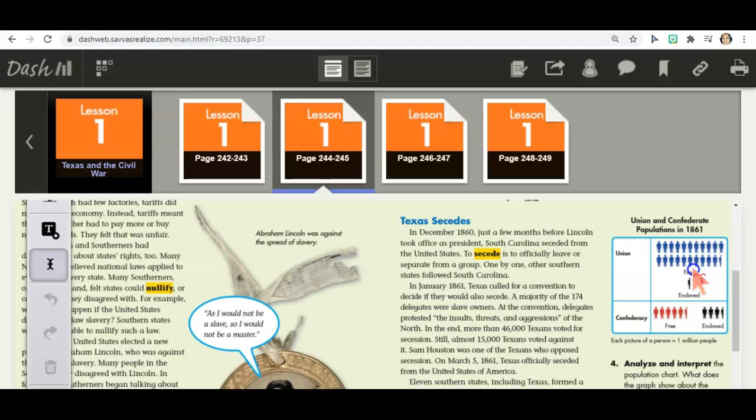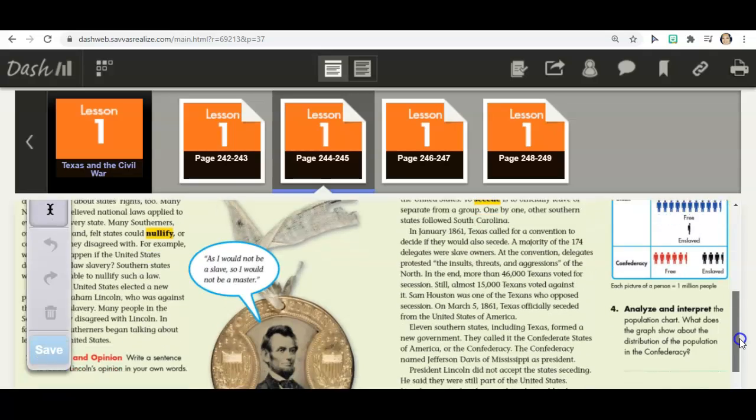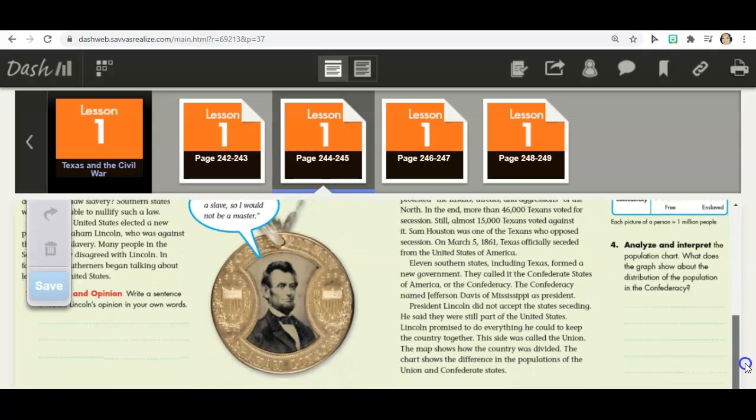And then it even has your enslaved and your free. So for the Union, they have 500,000 people that are enslaved. And then for the Confederacy, they have 1, 2, 3.5 million people who are enslaved. So then the question is, what does the graph show you about the distribution of the population in the Confederacy?